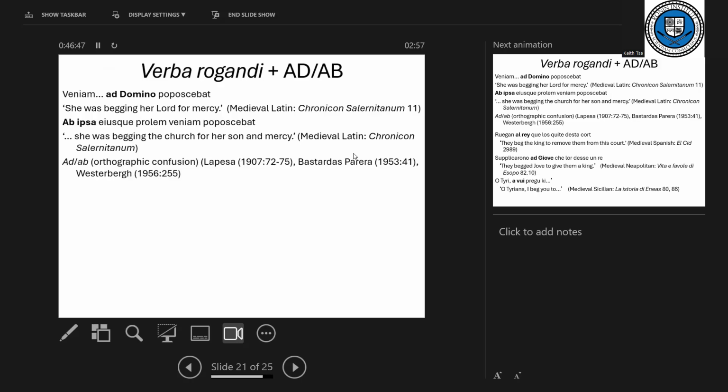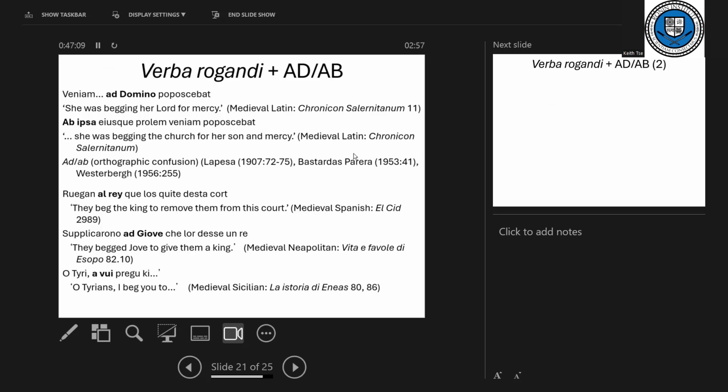Some orthographic confusion between ad and ab is well attested in medieval Latin. Numerous medieval scholars have shown this. So here it seems to be the case that ab, with the weakening of the word-final consonant, has been confused with ad, and there's this hypercorrect ad being used with the verb of begging here. And of course, this is what we get in medieval Romance.